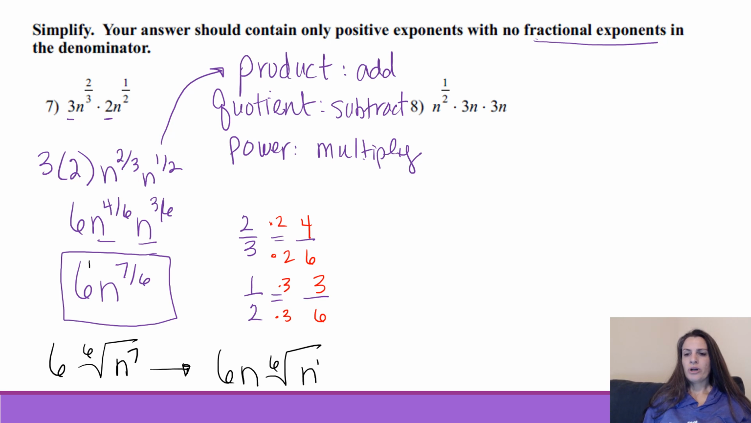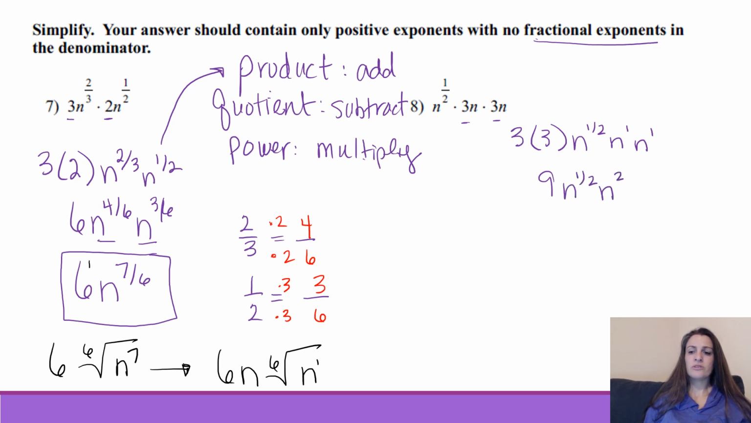All right, number 8, n to the 1/2 times 3n times 3n. Okay, not too bad. So again, I'm going to rearrange. I'm going to take just my coefficients on the outsides, multiply those together, and then I'll take each of the variables with their exponents and multiply them together. And if you notice, I added the power of 1 for the other two n's on the back end. You don't have to. Some people just like to see it. So 3 times 3 is 9. n to the 1/2 times n, so that would be n to the 1/2 times n squared.